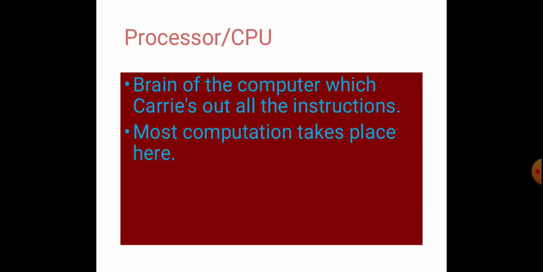Okay children, next device. This is a very important device. You know very well, that is CPU. The processor is known as CPU. It is the brain of the computer which carries out all the instructions, and most computation takes place here. So the functions performed by the computer are performed by the processor only. So this is a physical structure of the processor.